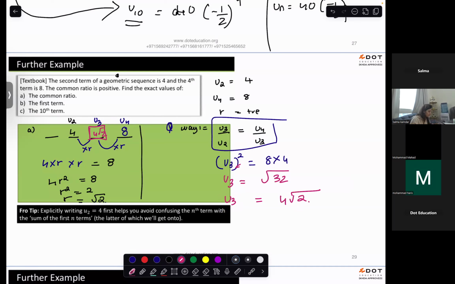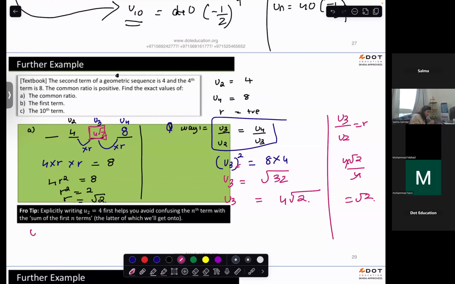So this is going to give me my third term. Then I do my U3 divided by U2 to get the ratio. So 4 root 2 divided by 4. So the common ratio is root 2. I hope you're with me.